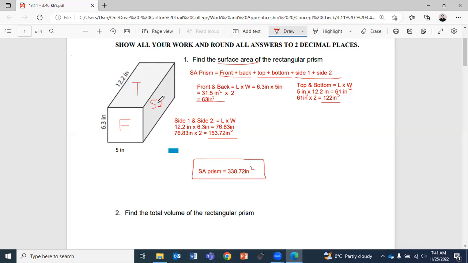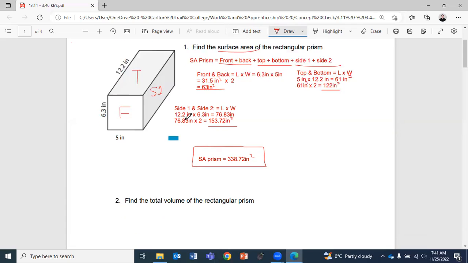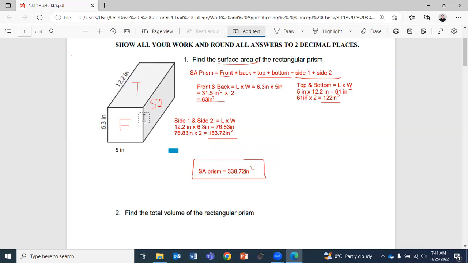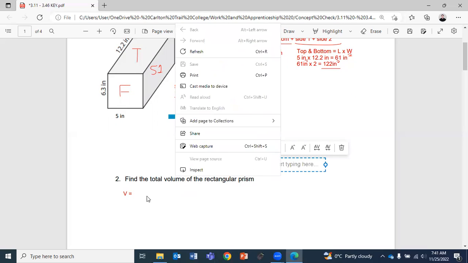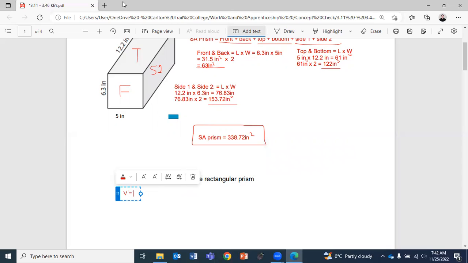Okay, so let's move on to question number 2 here. I just want to find the volume of it. The volume is just how much stuff I can fit inside of that, right? So I look at my formula sheet, and I see that the volume of my 3D prism is the area of the base. In this case, it's a rectangular base, so it's going to be length times width, and then I times that by my height.